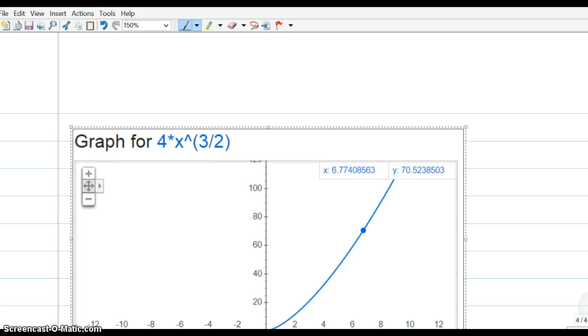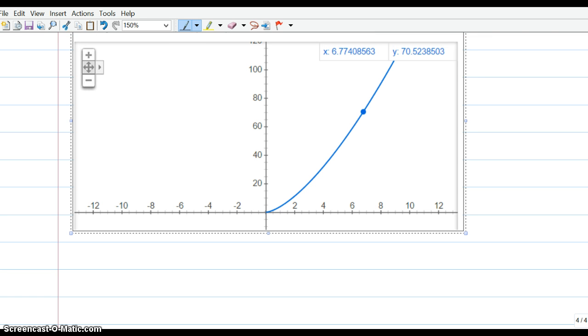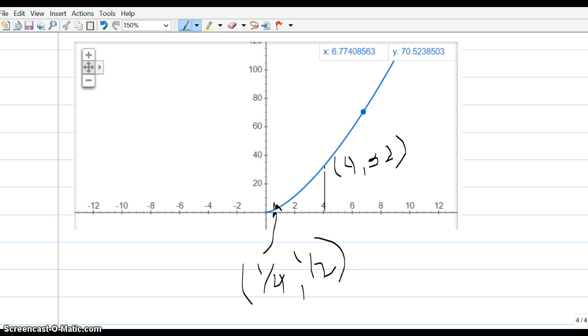If I do a graph of it, we get something that looks like this. Here we can trace along the graph and see that in fact, (4, 32) is the solution. It's right there. And somewhere over here is going to be our (1/4, 1/2). It's right there. So this particular power function certainly seems to fit that data. We chose a power function, of course, because they said specifically to find a power function for those 2 points.